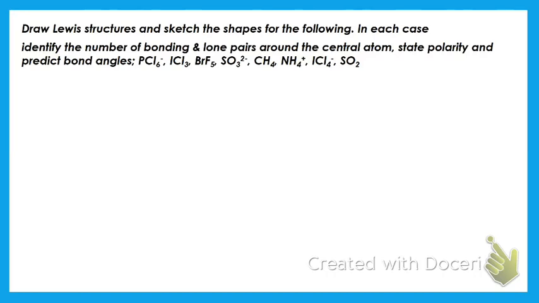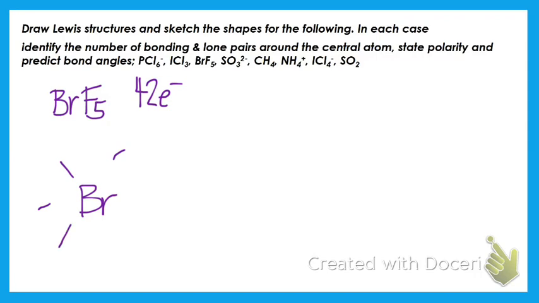So now let's do BrF5. Not BR5, BrF5. Knew I was forgetting something. How many electrons do I need? 42. Okay, so Br in the middle. Draw my skeletal structure. Go give everybody their lone pairs.